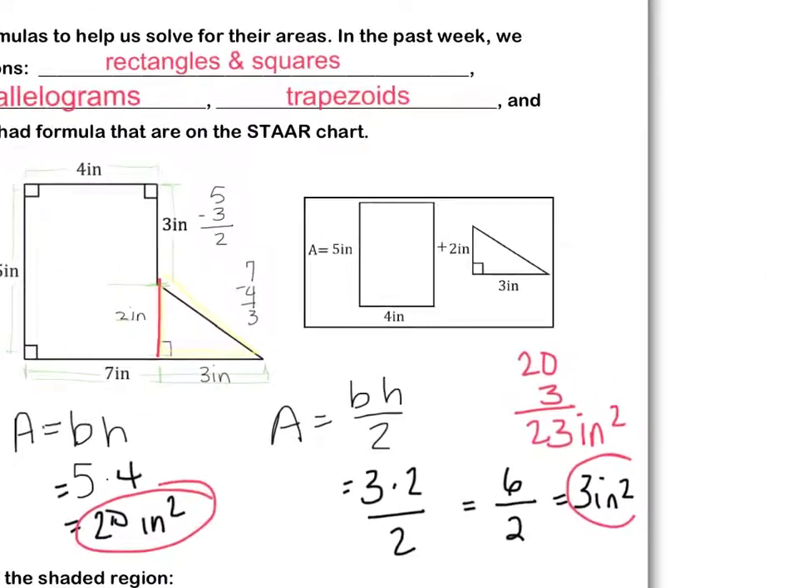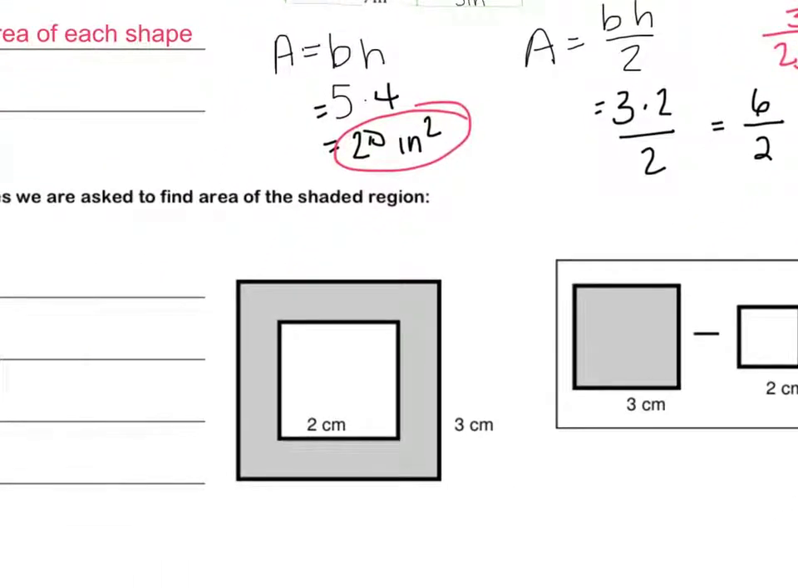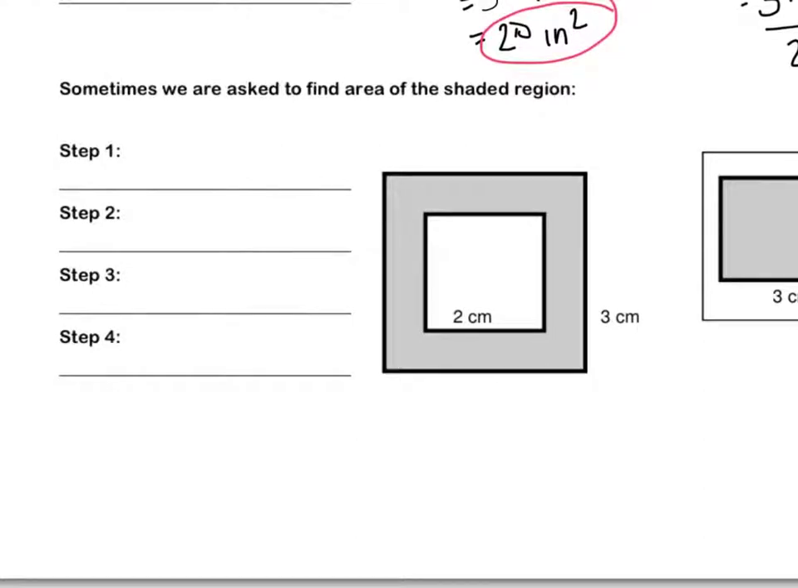Now we're going to go down to this bottom, and we are going to find out what to do when we're asked to find out the shaded area, the area of the shaded part. So that means I need this shaded area, but not that one. So our first step again is to see if there's any familiar shapes that we need to find. In this case, there's not. So we're going to be skipping step 1, but we need to know that it is there.